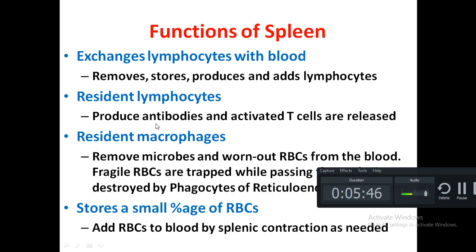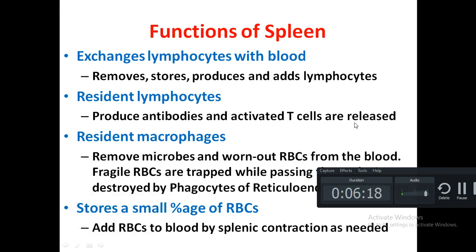The other function is that the resident lymphocytes are present in the spleen, and they have got two functions. One is that the activated B cells are going to produce the antibodies, whereas the activated T cells are released whenever there is an infection in the body. So activated B cells will produce antibodies and activated T cells are released into the circulation.